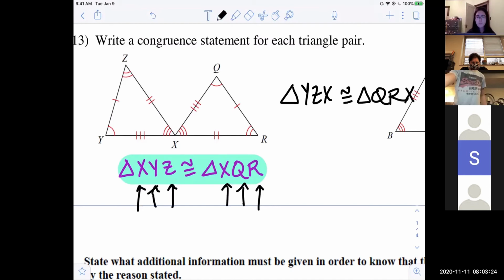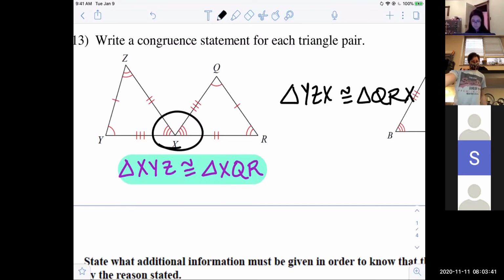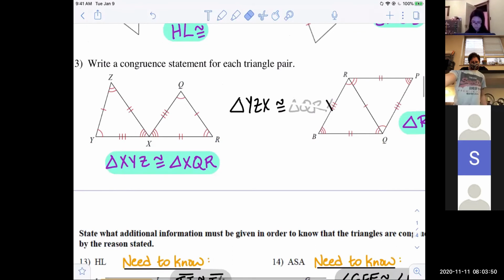So if you go YZX and QRX, yours is the same as mine, it just looks different. So notice that sometimes the vertex will match to itself. Sometimes that's not the case. So on this one, because X in both triangles is the one that has the 3 congruent marks, that means that X will go with X. So that doesn't have to be the case. Okay, but there are lots of different variations of that as long as your vertices match up in the same order.